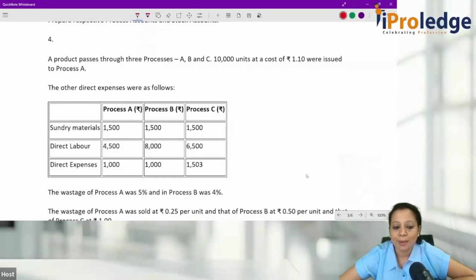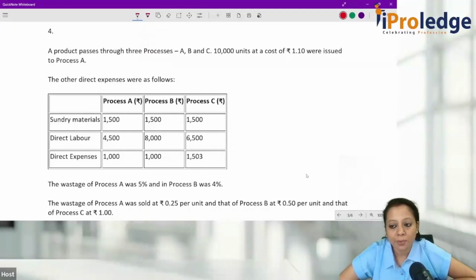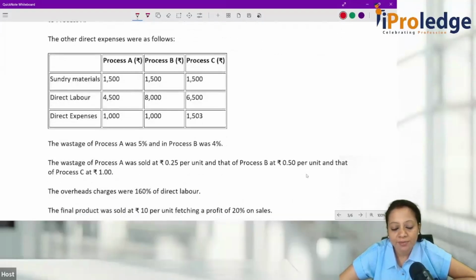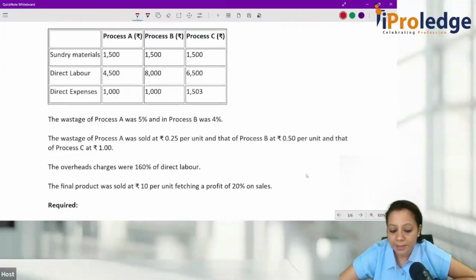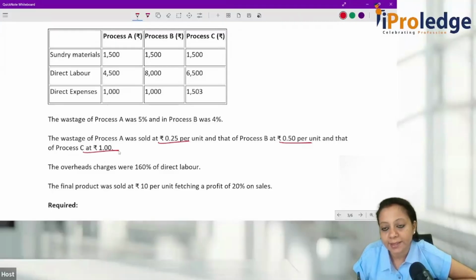Yes. So now, a product passes through three processes, A, B, and C. 10,000 units at a cost of 1.1 were issued to process A. The other direct expenses were as follows. Sundry material is given to be the same for all three processes. Direct labor and direct expenses are given. Wastage of process A was 5% and B was 4%. The wastage of process A was sold at this, B at this, and C at this.